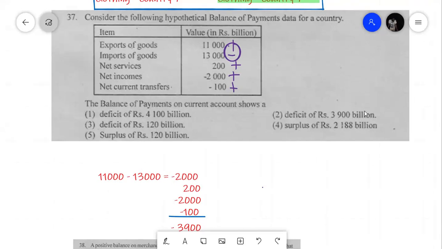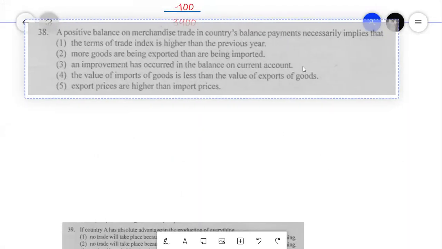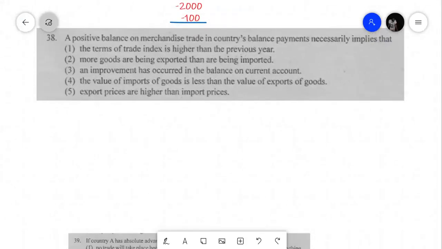Okay, right. So moving on to the next one then. A positive balance on merchandise trade in a country's balance of payment necessarily implies that. Guys, what is merchandise trade? Merchandise trade means your tangible goods, right? Your trade account has a positive balance, means it has a surplus, right? Your goods account. So what does that mean? Can you all tell me based on this? It necessarily means the terms of trade index is higher than the previous year.